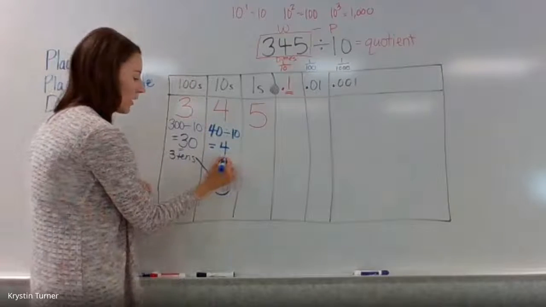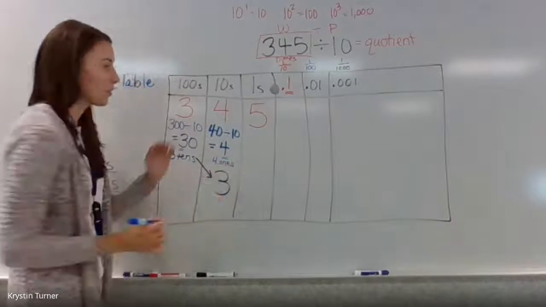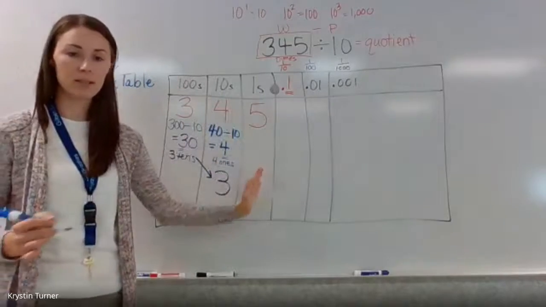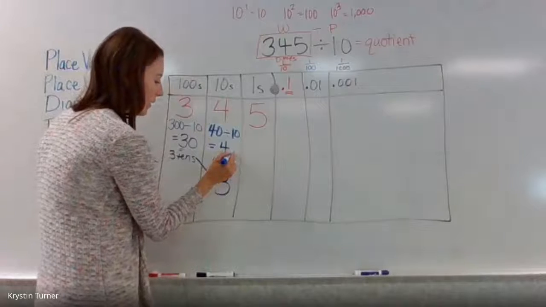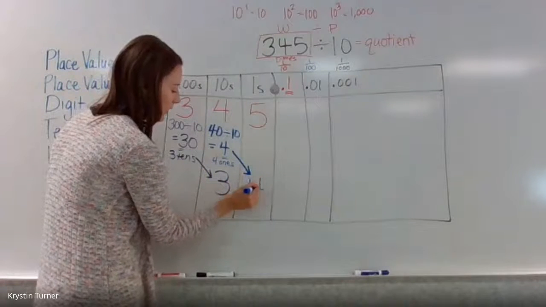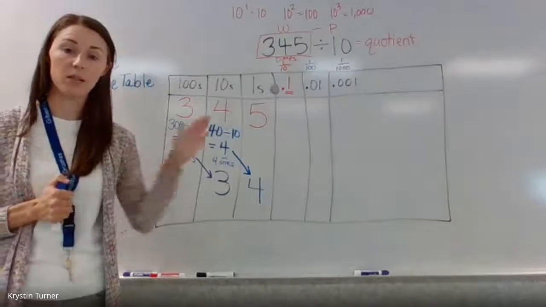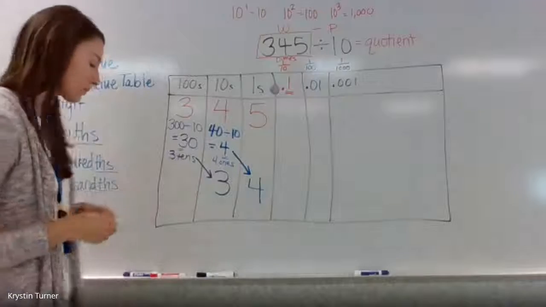Now, this 4 is just 4 ones, right? So that needs to go into the ones place value here. So I'm going to move the 4 into the ones place value because it should be there in our place value chart.